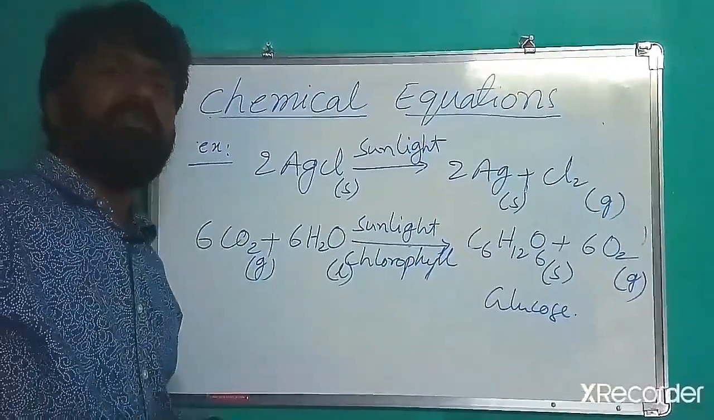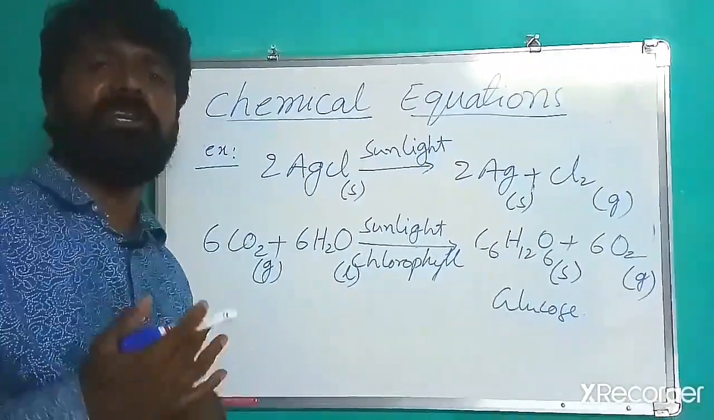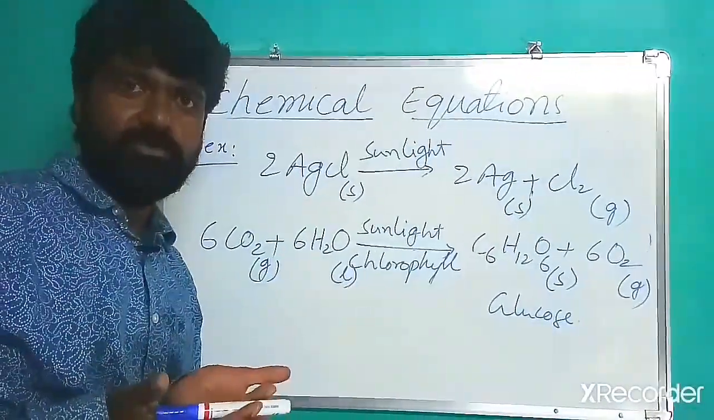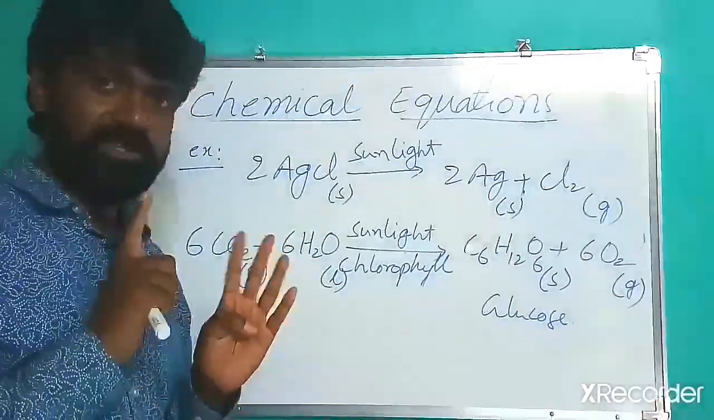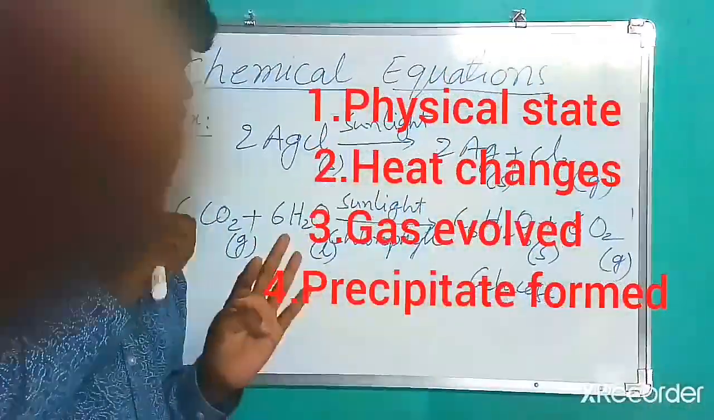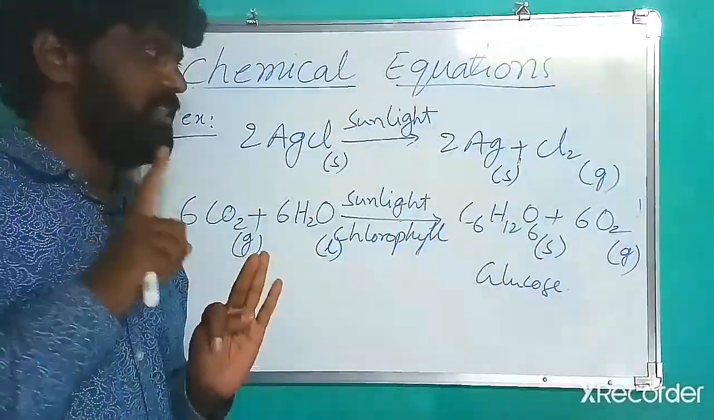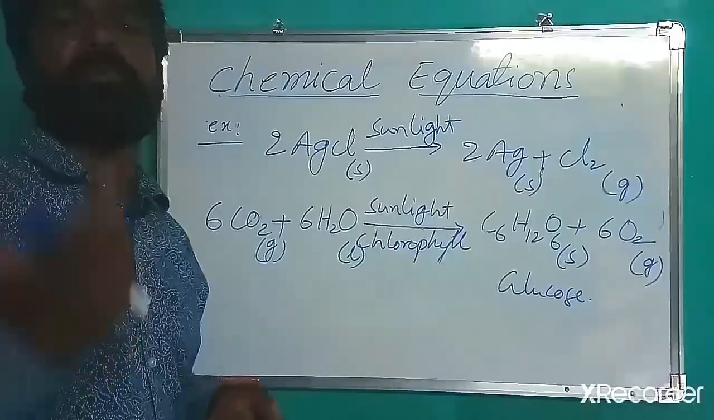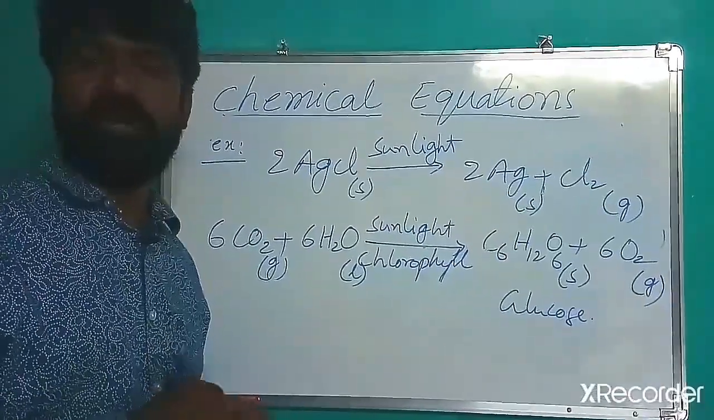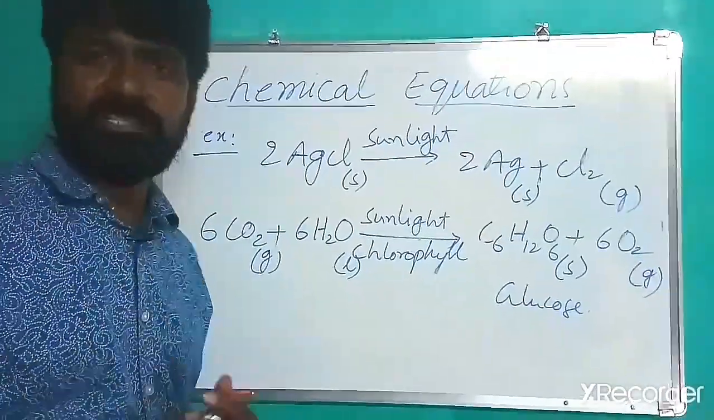Like this, we can make a chemical equation more informative. By what characteristics? Four characteristics, no? The first one is physical state, the second one is heat changes, the third one is gas evolved, and the fourth one is precipitate formed. Okay? Hope you all understand.